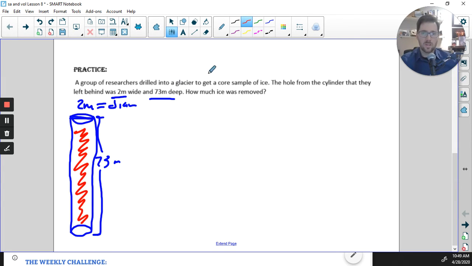How would they even move that chunk? I don't know. This is an interesting question. 73 meters, you'd need like a lot of semi-trucks to carry that around.